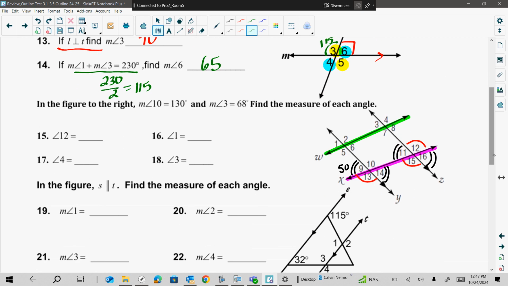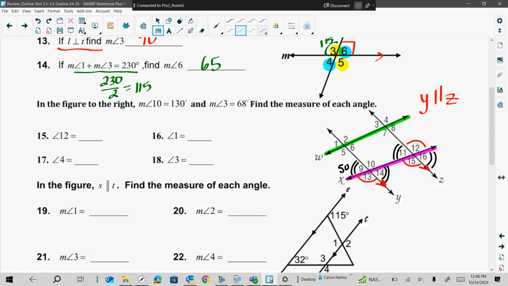Now, most of the errors with this problem, guys, is you're not using the correct transversal. You're trying to use Y and Z as a transversal. Y and Z are the parallel lines. So you might want to color code the two different lines that are your transversal because you have two different patterns.